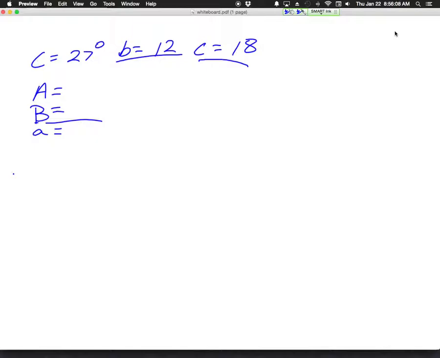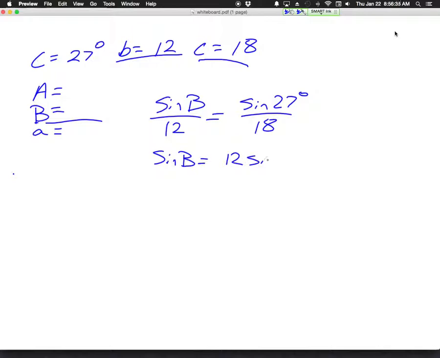So that means when I set this up, I want sine of B over 12, and that needs to be equal to sine of 27 over 18. Any issues with that? So now I need to get B by itself. What do I do to get B by itself? Multiply. So I have sine of B equals 12 sine of 27 over 18.